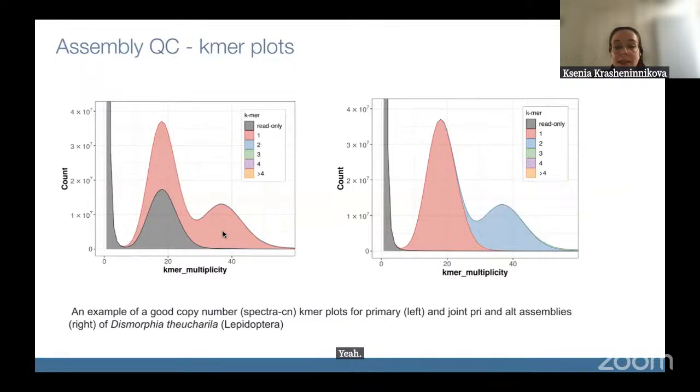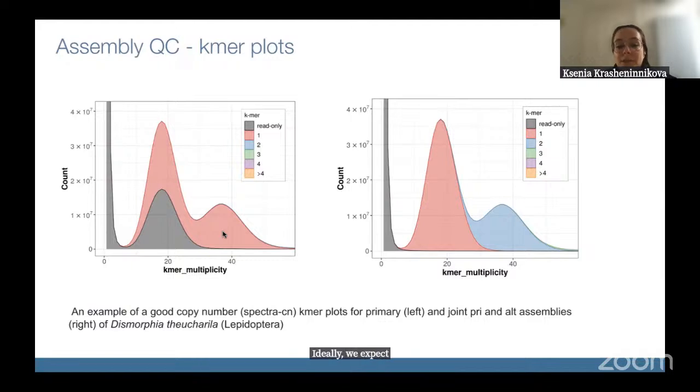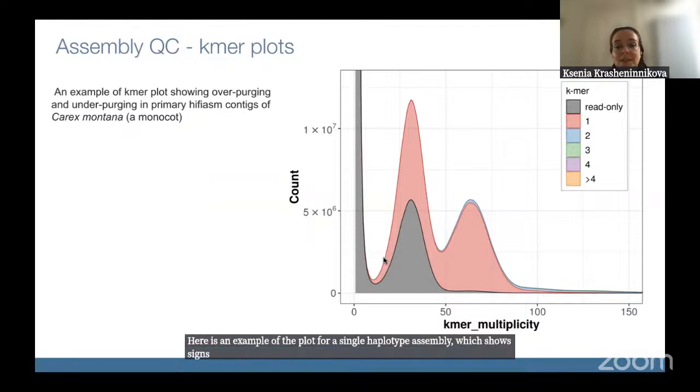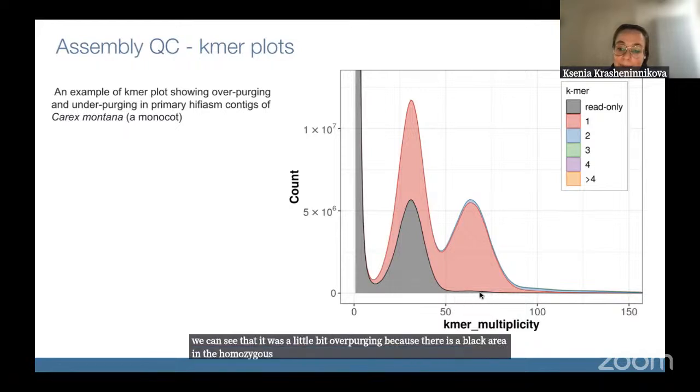The relative height of the black area and the red area for the heterozygous k-mers can reflect issues of haplotype separation. Ideally, we expect each unique k-mer to be present in each haplotype. Here is an example of a plot for a single haplotype assembly, which shows signs of retention of the second haplotype. So this is a blue area. But at the same time, we can see that it was a little bit over-purging, because there is a black area in the homozygous peak.